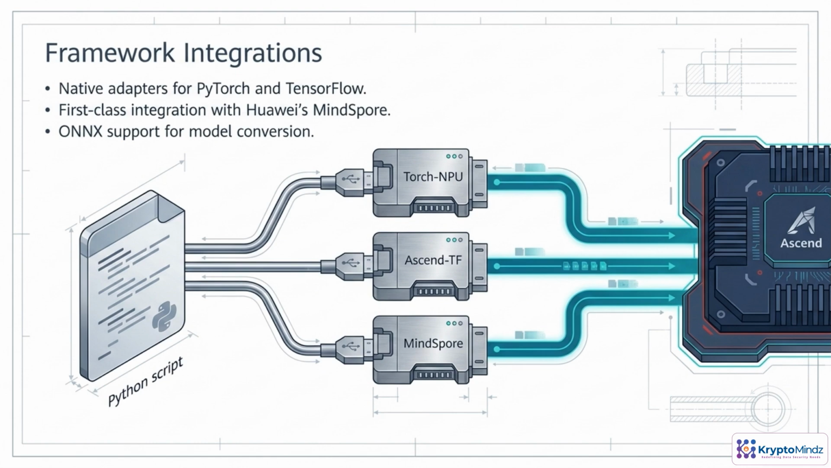Ascend isn't a separate programming world. It's integrated into the frameworks you already use. With the Torch NPU plugin, most PyTorch code can move over by just changing the device string and adjusting a few unsupported ops. The Ascend TensorFlow adapter works in a similar way for existing TF graphs. MindSpore is Huawei's native framework, giving the richest access to Ascend features. And ONNX acts as the bridge, letting you convert models between these ecosystems.